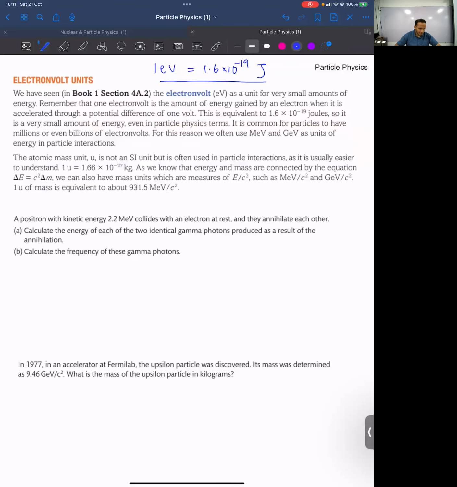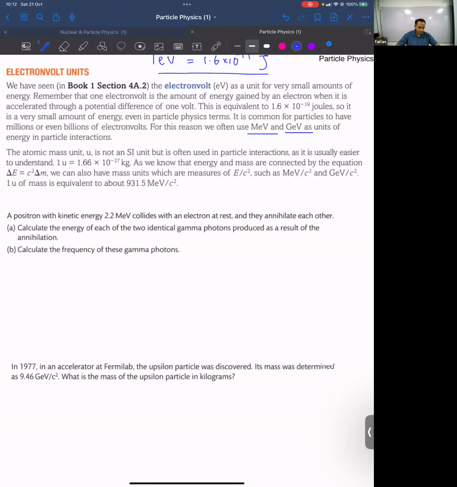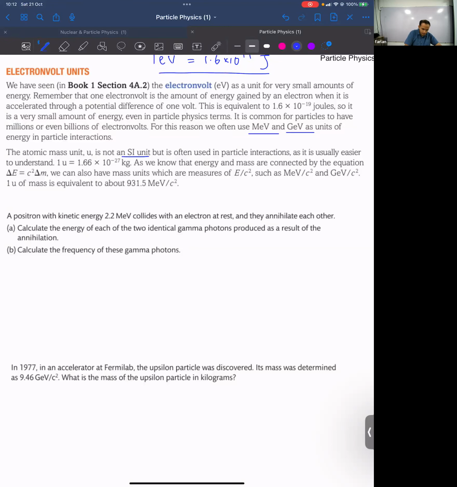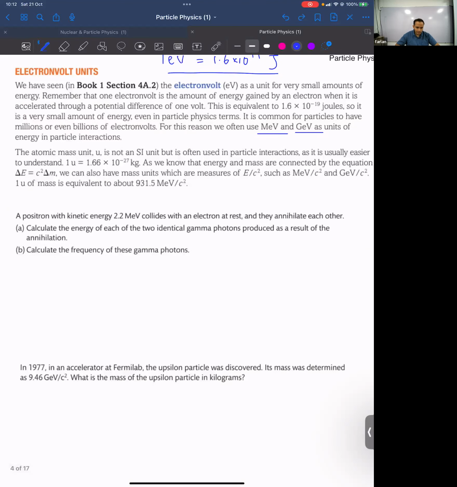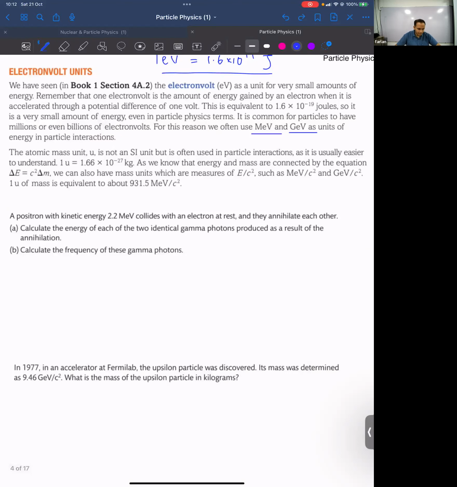For this reason, we often use mega electron volts, MeV, and giga electron volts, GeV, as units for energy in particle interactions. Just common sense: since the electron volt is a very small amount, usually mega electron volts and giga electron volts are used. The atomic mass unit is not an SI unit, it's not in kilograms, but is often used in particle interactions, as it is usually easier to understand.